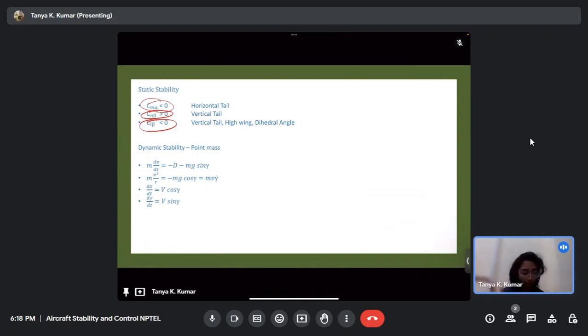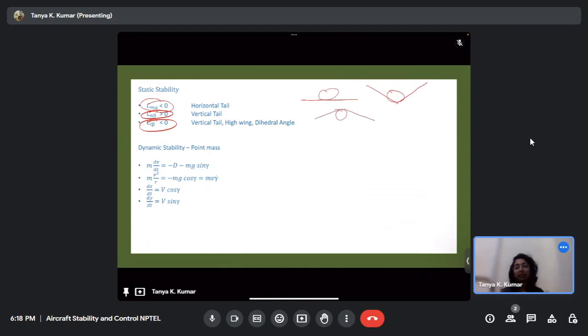The structures that contribute towards lateral stability are the vertical tail, high wing, and dihedral. If you have a low wing, it should have a dihedral angle. What is a dihedral angle? This is a low wing, and if you introduce a dihedral angle, it will look something like this. Anhedral is the opposite, something like this.